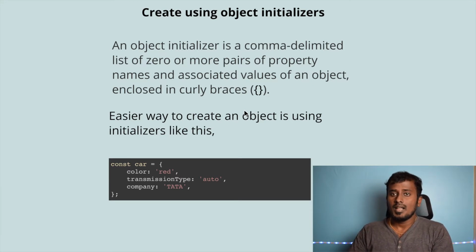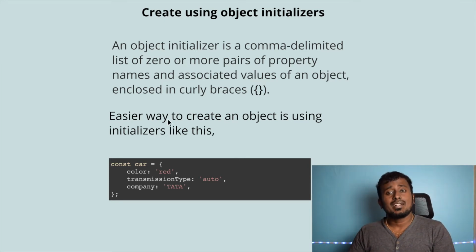We have a car, and the car has three properties: color, transmission type and company. This is the easiest way to create an object in JavaScript, so you use this a lot in your day-to-day activities. In this car object, I can change the value of a property after initialization, for example car.color is equal to orange. This will change the color from red to orange. Or else I can add more properties into the object, like car.some property name is equal to property value. Cool. So you now know how to create an object using object initializers.